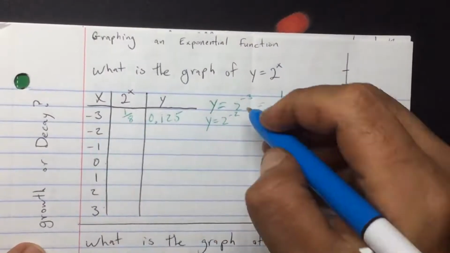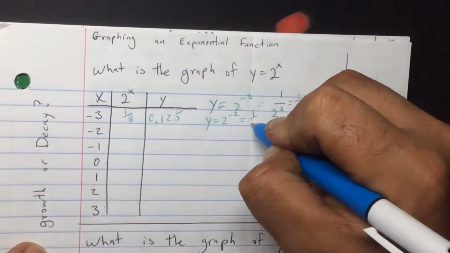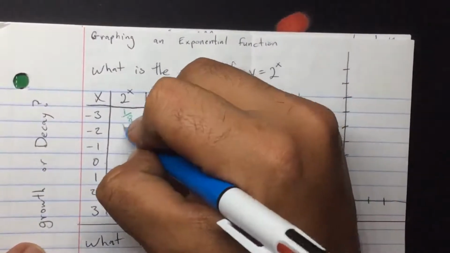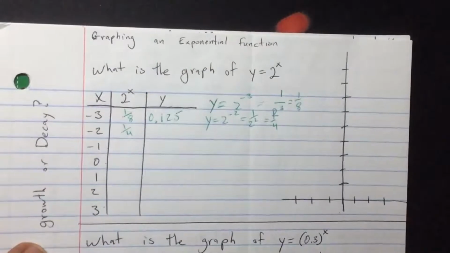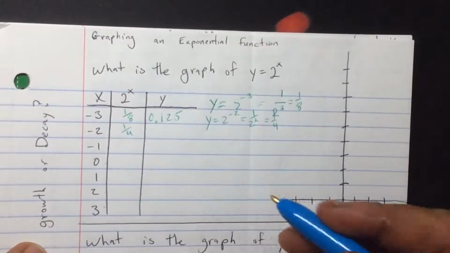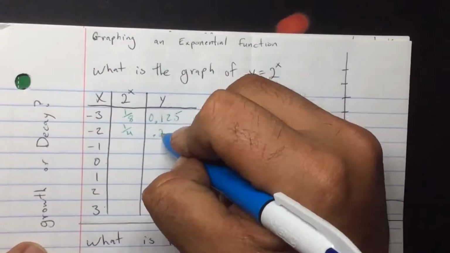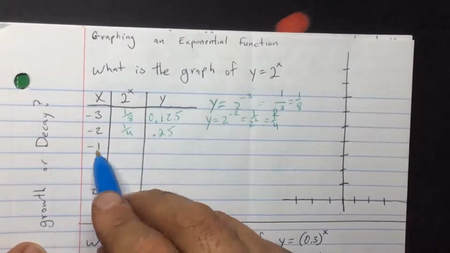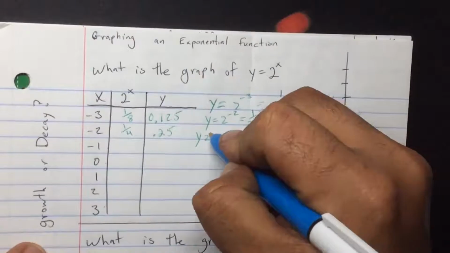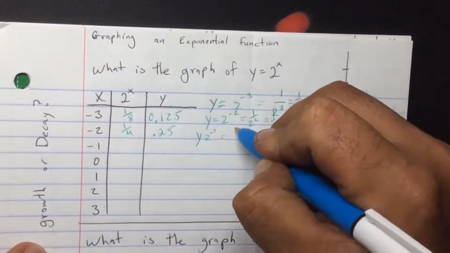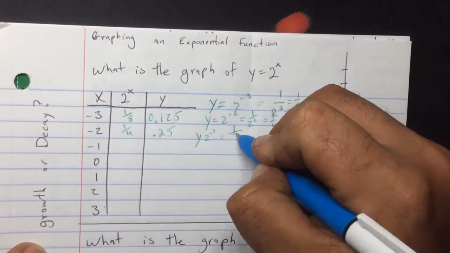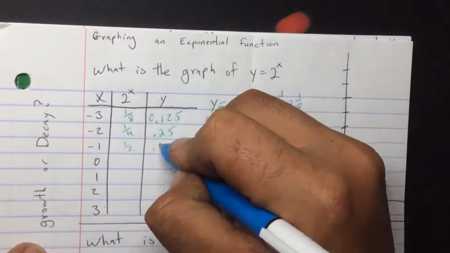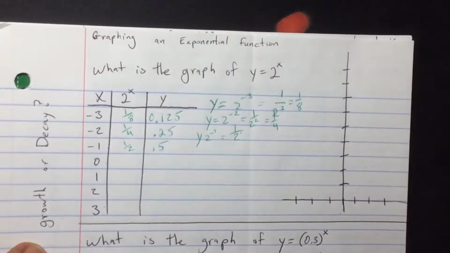Alright, the next one would be y is equal to 2 to the negative 2. This once again is going to be 1 over 2 to the 2, which is equal to 1 over 4, which is 0.25. Okay. Next one here we have negative 1, y is equal to 2 to the negative 1. This is going to equal 1 over 2 to the 1 power, or just 1/2, which is 0.5.